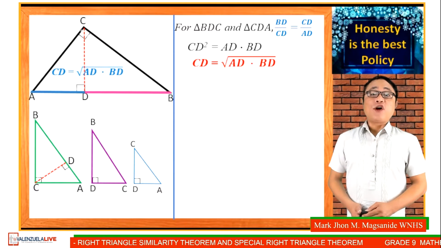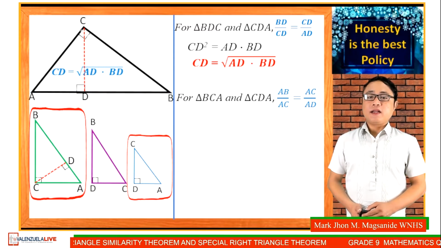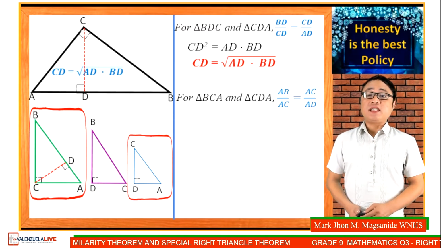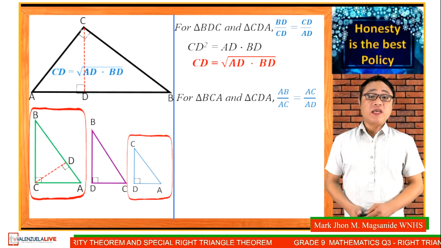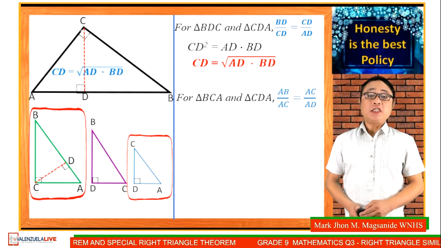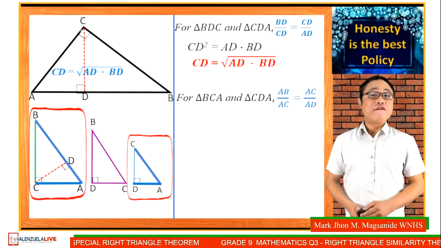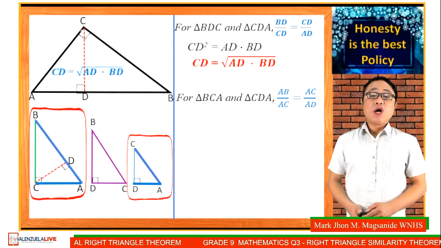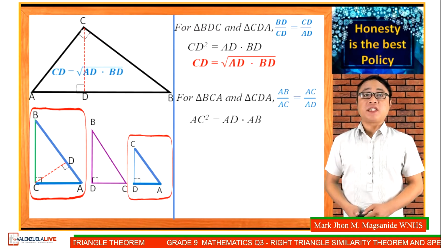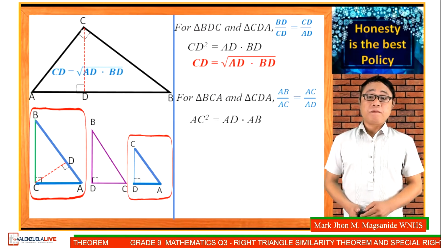Next, for right triangle BCA and triangle CDA, the proportion AB is to AC as AC is to AD is formed by getting the relationship of hypotenuse to shortest leg of each triangle. By cross multiplication, or the means-extremes law of proportion, AC squared is equal to AD times AB.